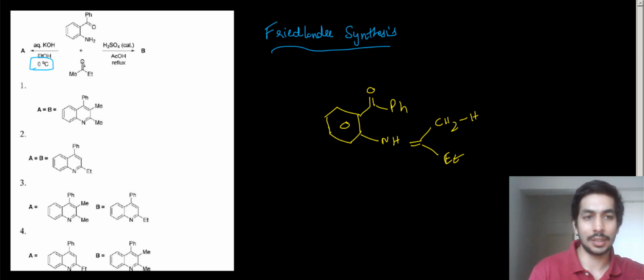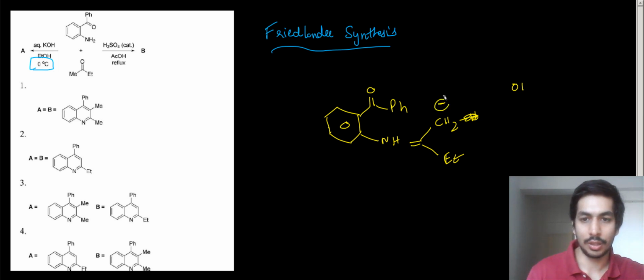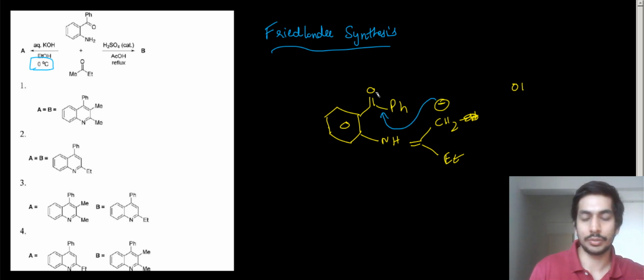So since it is a basic condition, like I said, it is a kinetic product. Now we are adding base also, KOH is present. So what the base is going to do now, since the kinetic product will be formed, the base is going to abstract the proton from the less substituted end, right? So the base is going to abstract the proton from here, and this bond will break and we'll get a carbanion over here. Now this carbanion is going to attack this COPh. Okay, it is going to attack over here. So what is going to be formed?